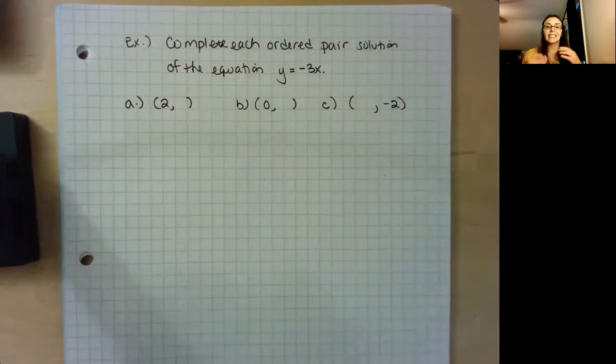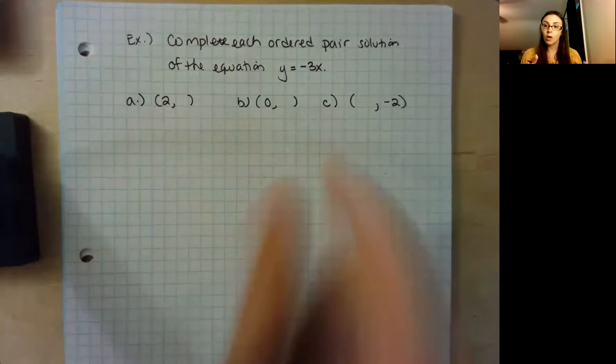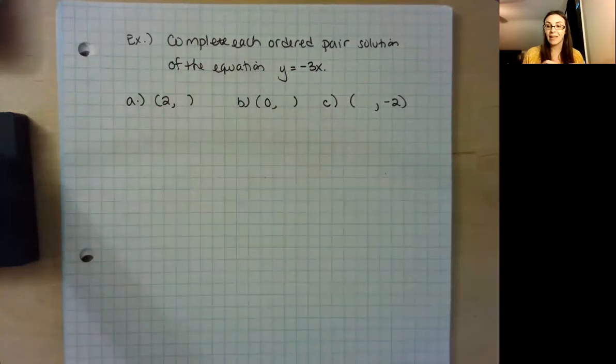All right, so instead of just guessing at points, we actually can complete ordered pairs in a systematic way so that we can always find a solution. Now remember, there are infinitely many solutions. So I actually can always start with one value and solve to find the second value that would make it correct. So that's what we're going to do here.